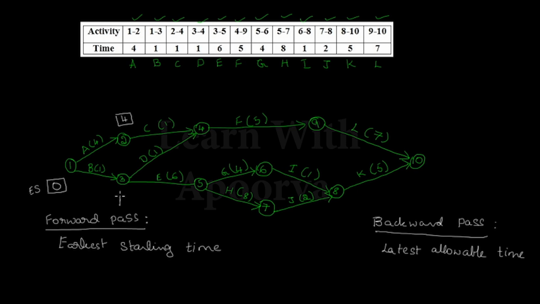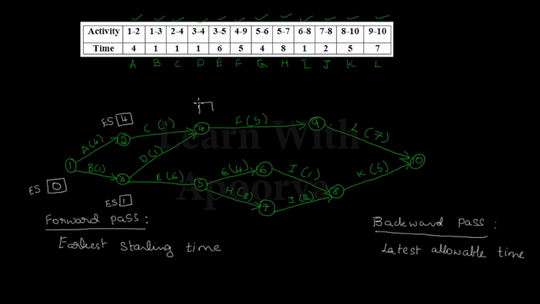For node 3, we have the tail event as 1. For this 1, we have the earliest starting time as 0, and the activity between 1 and 3 is B and its duration is 1. So 0 plus 1 will be equal to 1, which is the earliest starting time for node 3. Next, after 3, let's go to event 4.